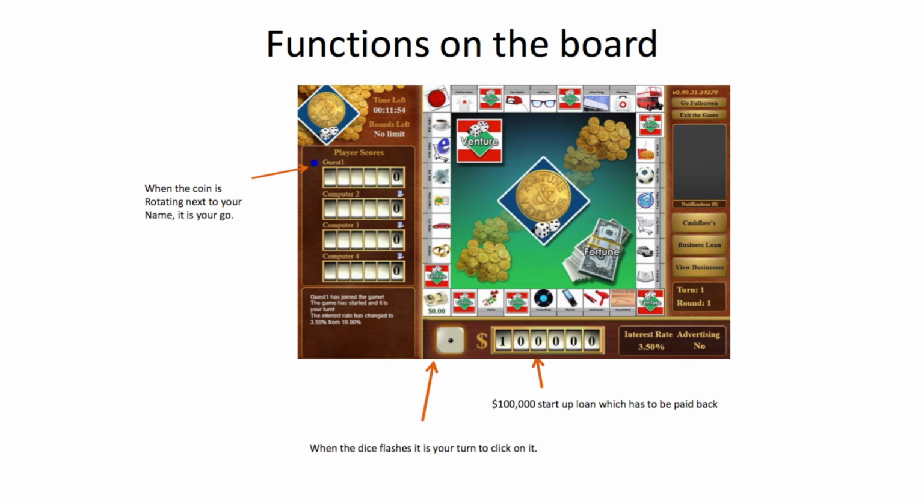Functions on the board. When the coin is rotating next to your name, it's your go. You are given $100,000 as a startup loan at the beginning of the game, which has to be paid back. When the dice flashes, it is your turn to click on it.